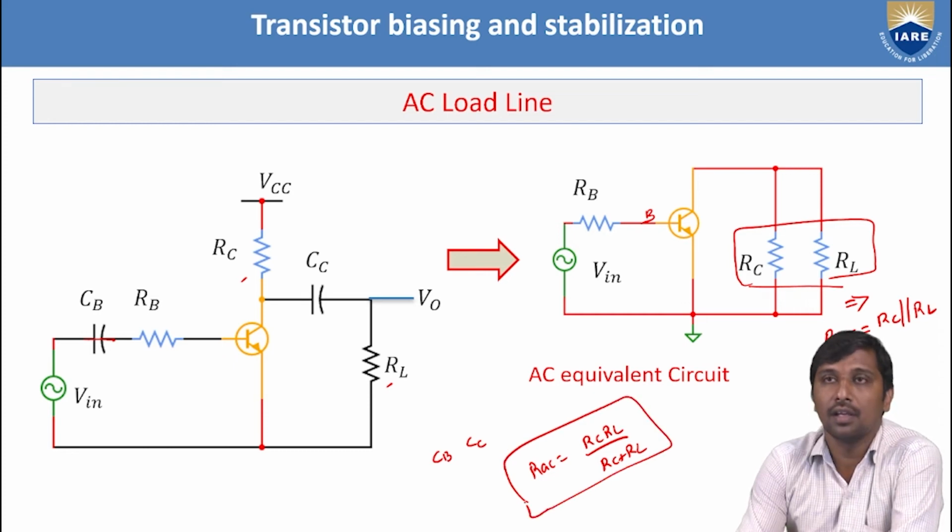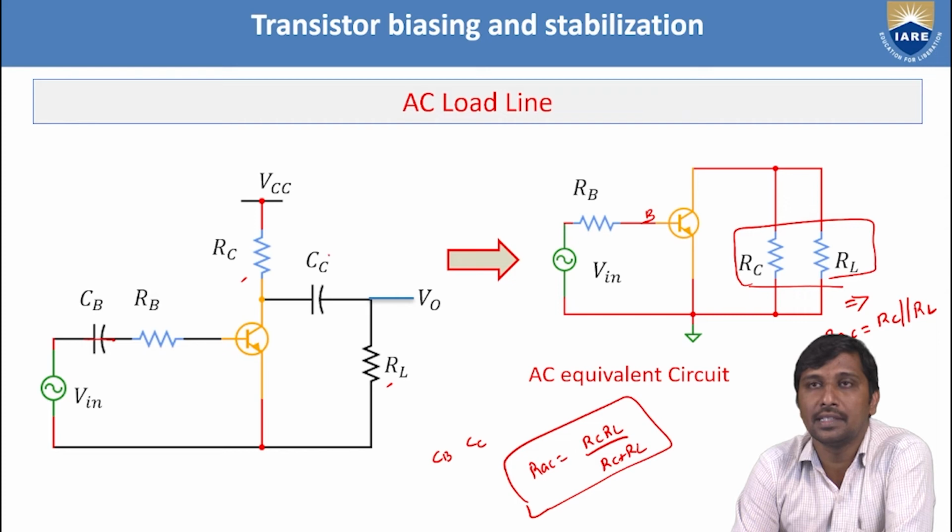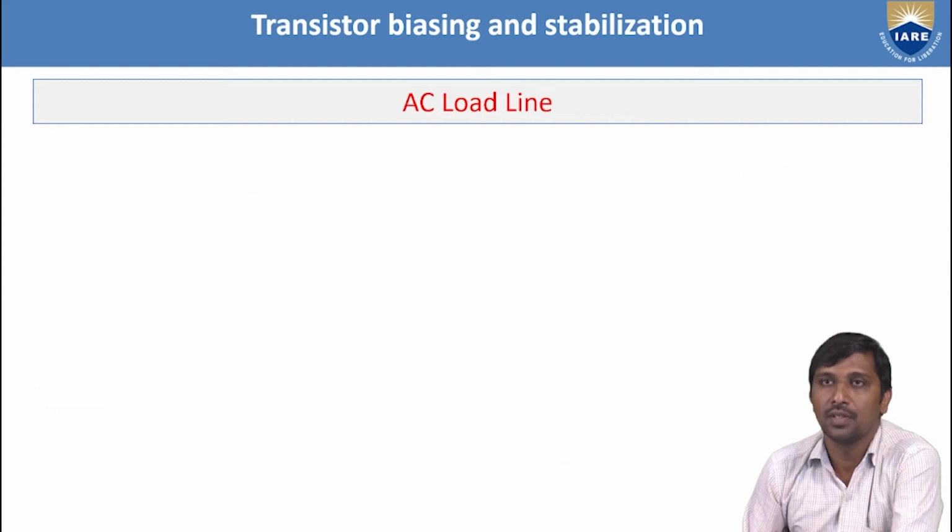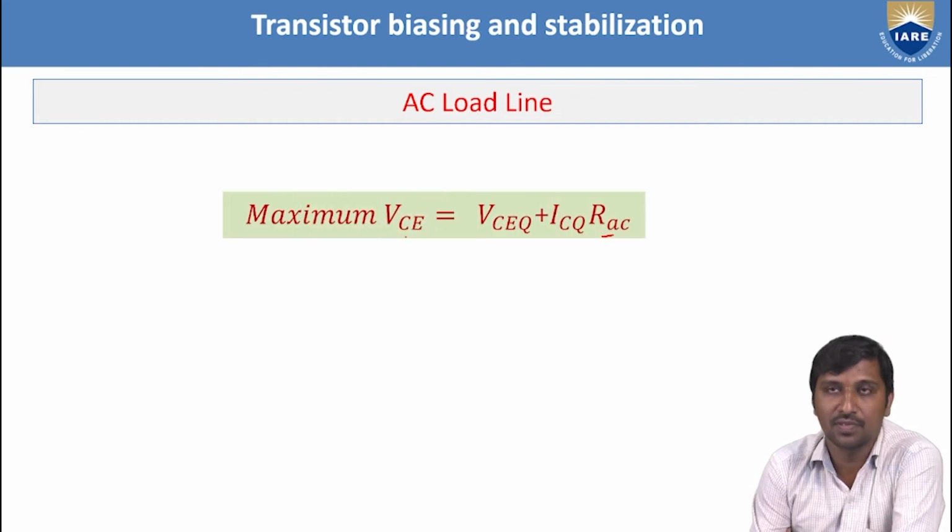Now, we know that this AC load line is also passing through the Q point. So that is the reason, while calculating this maximum AC voltage, maximum collector current and maximum output voltage, we need to consider that Q point also. Hence, here I represented the maximum VCE, which is passing through that Q point.